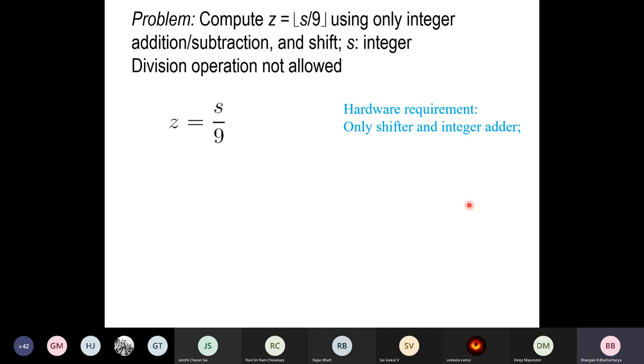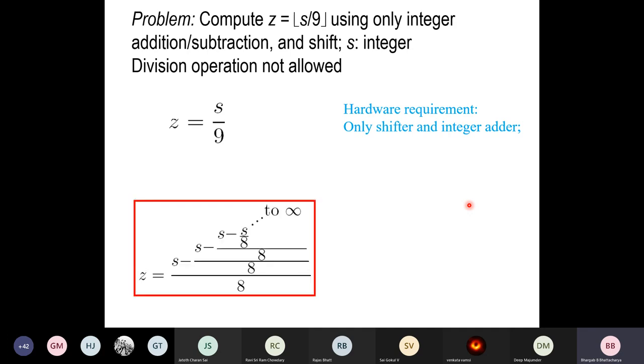So I have S by 9, right? What I'm going to do is this. Let me look into this expression. This is a continued series up to infinity. What I'm going to do is S minus S by 8, and then S minus the whole thing by 8, and so on. It's a continued series of sort. And I claim that this continued series is exactly equal to this value, Z, here.